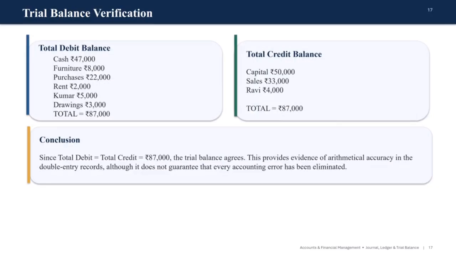This is trial balance verification. We have to verify the trial balance. The total debit is 87,000 and the total credit is also 87,000. Since both totals are equal, the trial balance agrees. However, it only checks mathematical accuracy and does not guarantee that every accounting error has been removed.